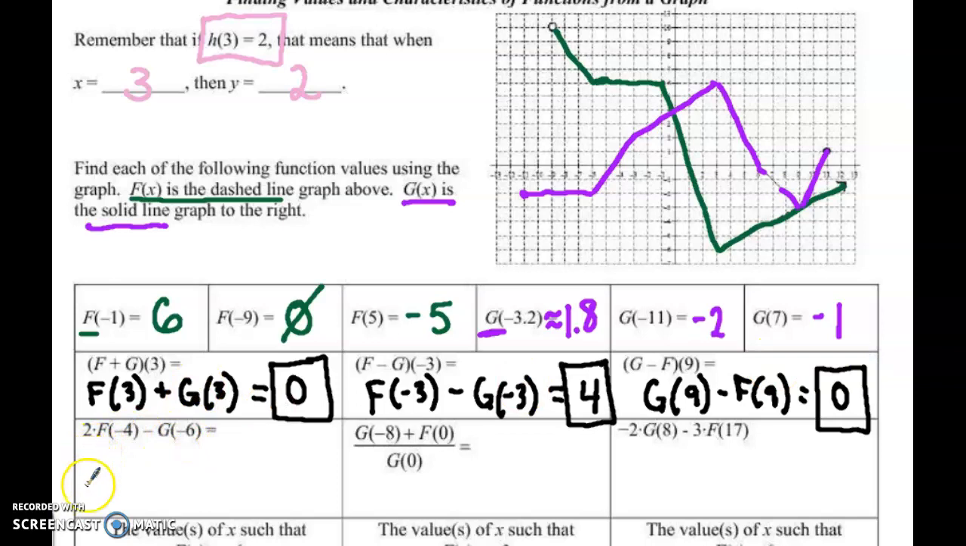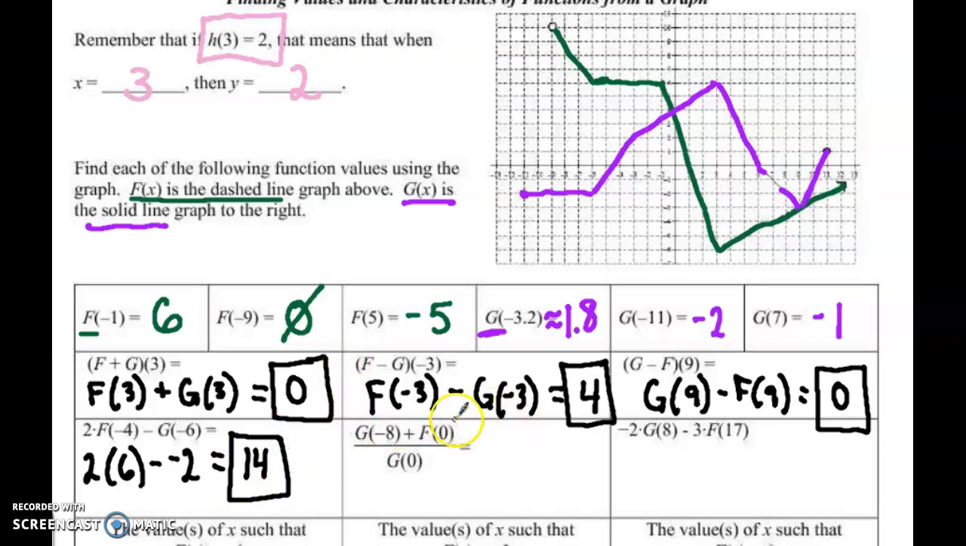So if we look at the next problem, it's still 2 times. You have to figure out what f of -4 is, which is the green function. That's 6 minus g of -6. g is purple. 2, 3, 4, 5, 6. That's -2. Don't forget in your order of operations to multiply first, then add, because remember subtracting a negative is adding. So 12 plus 2 gives me 14.